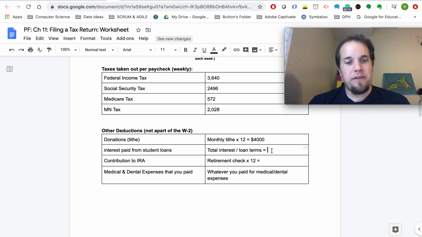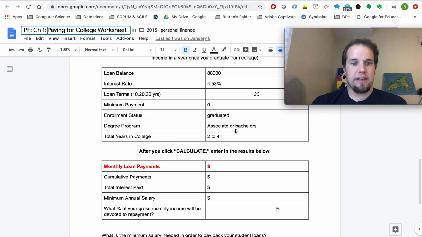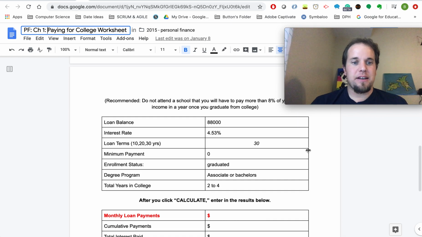Now, interest paid from student loans. We need to go all the way back to chapter 1, assignment, paying for college, and find out how much interest we're paying per year. So if we go all the way back to there, we find the document that we turned in, and it's going to look like this. So let's say that we have $88,000 in student loan debt. We have an interest rate of 4.3, 30-year term, graduate, bachelor's, 4 years.